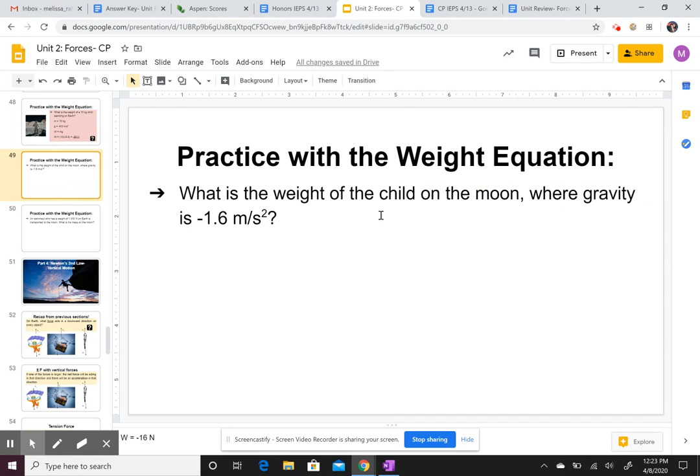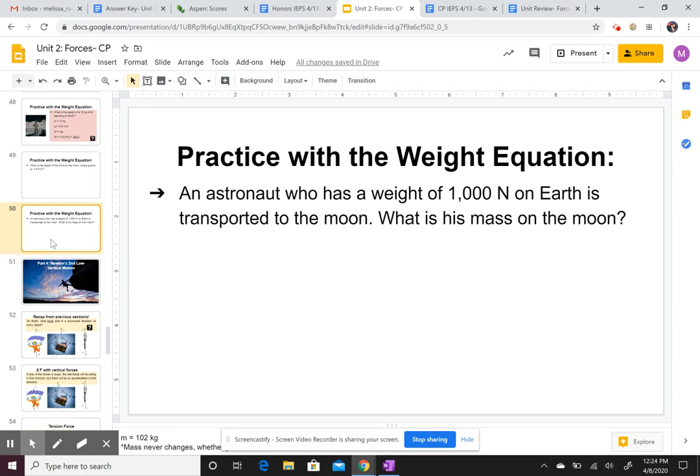Okay, if you took that child and brought them to the moon, mass wouldn't change, so your mass is still 10 kilograms times g on the moon, which is negative 1.6. It's about a quarter of what Earth's gravity is. So 1.6 times 10 gives us a weight of negative 16 newtons.